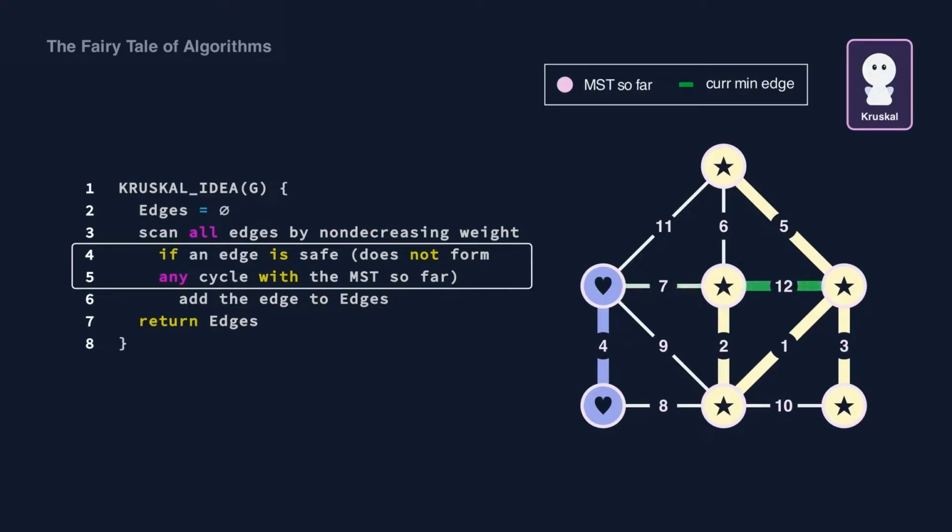However, if we're adding this edge, we'll be in trouble. Since two nodes belong to the same group, there must be a cycle. So the edge is not safe to add. Nobody in this industry is more familiar with this task than Miss Union Find. Therefore, Kruskal invited her to check the cycle.